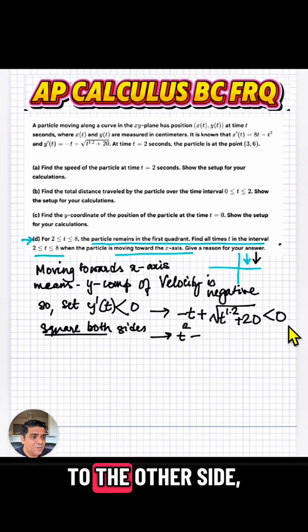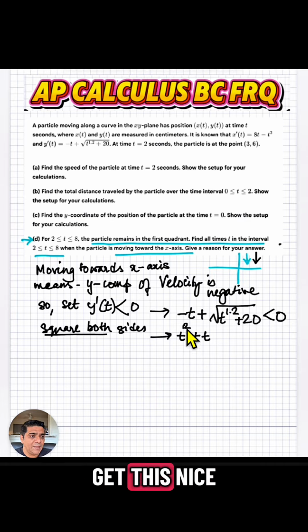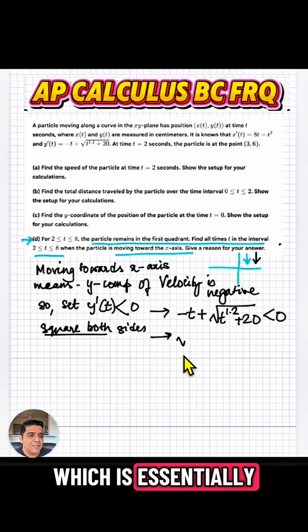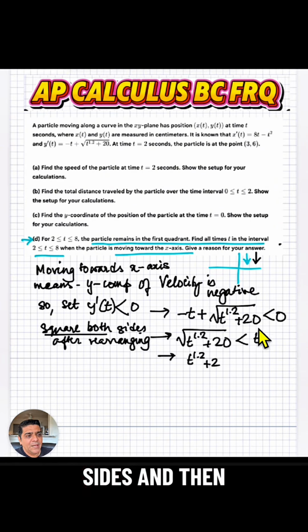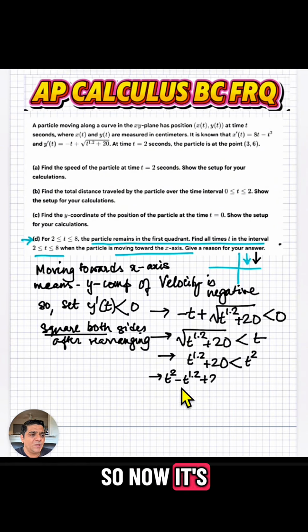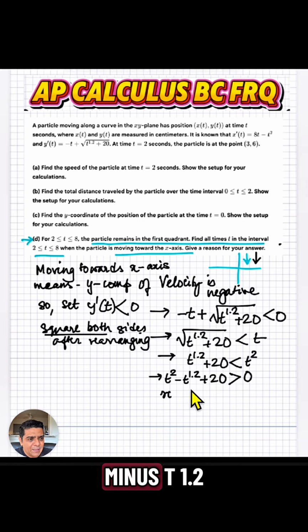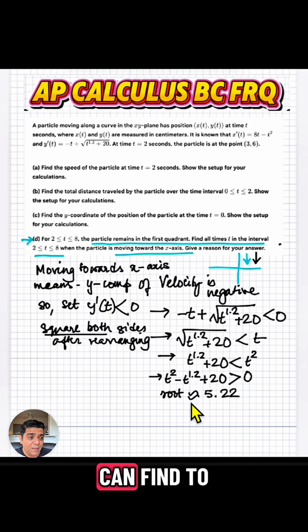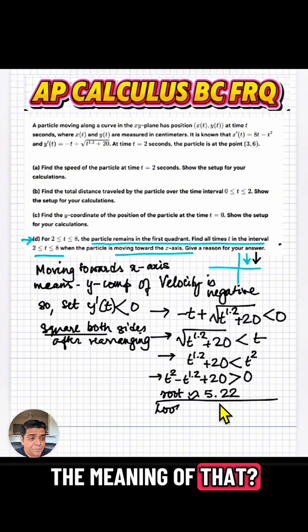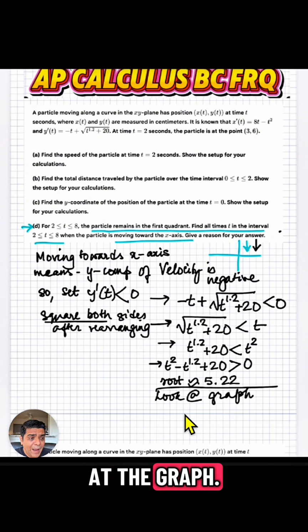Now you can move this to the other side and square both sides, and then we get this nice quadratic equation. Here we squared both sides and moved this back this way. So now it's going to be t squared minus 1.2t plus 20, rearranging that greater than 0, and the root of that we can find to be 5.22. So what is the meaning of that? Well, let's look at the graph.